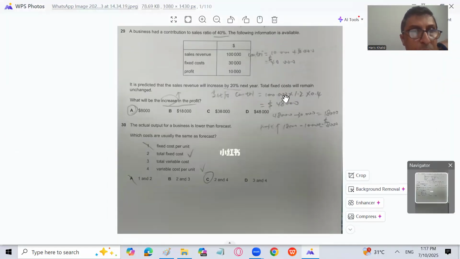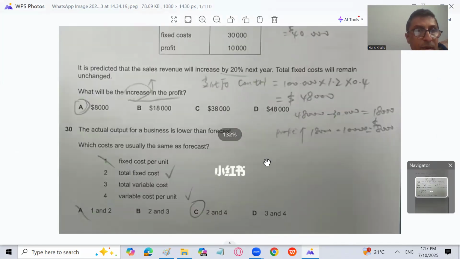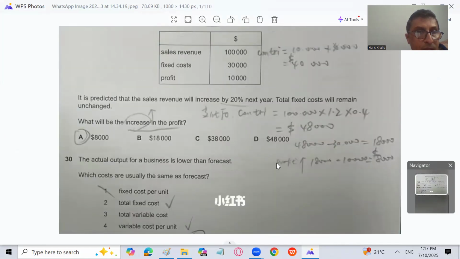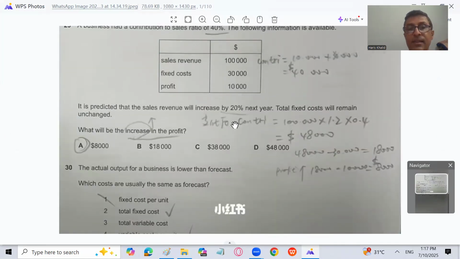A business has a contribution to sales ratio of 40%. The following information is available. Sales revenue 1 lakh, fixed cost 30,000, profit 10,000. It is predicted that the sales revenue will increase by 20% next year. Total fixed cost will remain unchanged. What will be the increase in the profit?